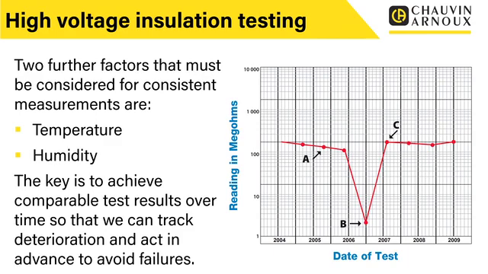We need to correct for temperature, and also we need to be aware of the impact that humidity is having as well. Because what we don't want is to think we're seeing a real deterioration when all we're seeing is a change in temperature at the time of test. So to get those results, we need to be in control of our environment, which is very, very important.